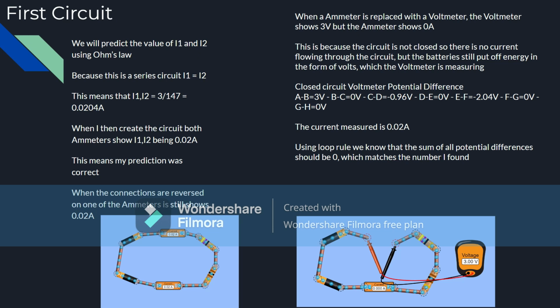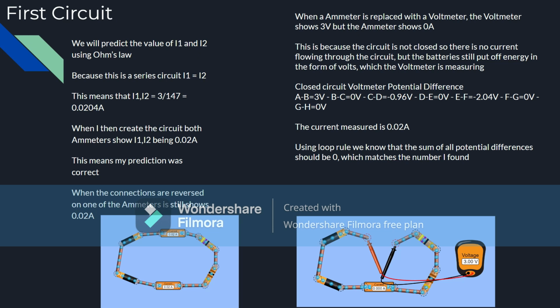When the connections are reversed on one of the ammeters, it still shows 0.02 amps. When an ammeter is replaced with a voltmeter, the voltmeter shows 3 volts, but the ammeter shows 0. This is because the circuit is not closed, so there will not be a current flowing through the circuit, but the battery still puts off energy in the form of volts, which the voltmeter is measuring.